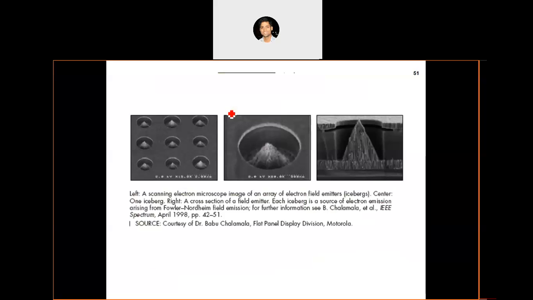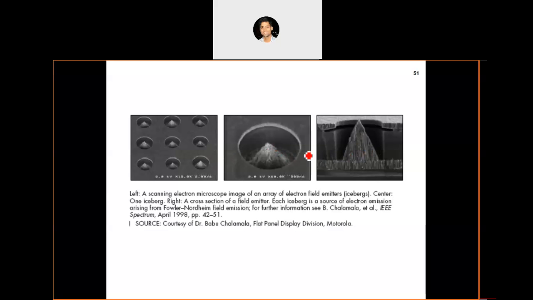If you want to make a full screen, then you will have to have very closely spaced Spindt type cathodes, which, as you can see, is a microstructure taken with a scanning electron microscope. And as you can see, there is an array of cathode tips, and on the top you will have different phosphors for different colors. Because of that, you will generate different types of colors on the screen.